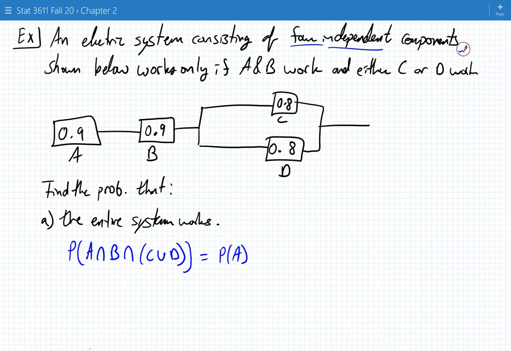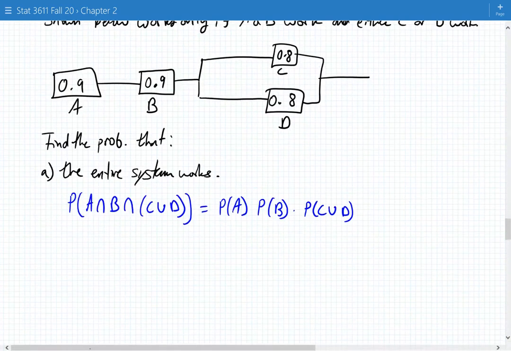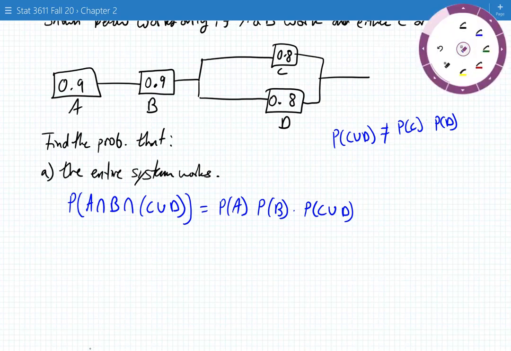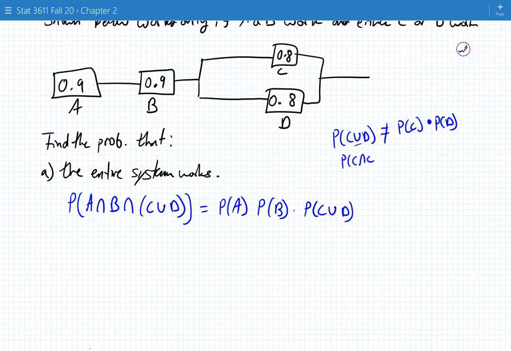This is just the probability of A times the probability of B times the probability then of C or D working. C or D here, okay? And notice with independence, right? Notice that this is not equal to the probability of C plus D, or C times D. This is an or. Independence is for the probability of C intersect D. We need the intersection in order to pull that independence out, okay?